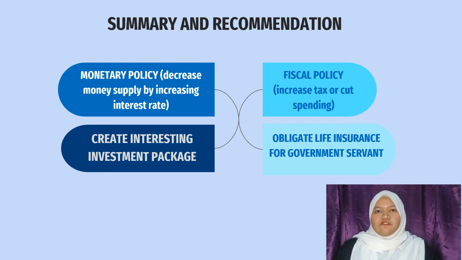In controlling inflation, we recommend government to create more interesting investment packages. This will attract people to invest more and decrease the demand for goods and services in the market. Lastly, we also recommend government to obligate life insurance for all government servants. This not only brings benefits for their future, but also can control the demand for goods and services in the market.